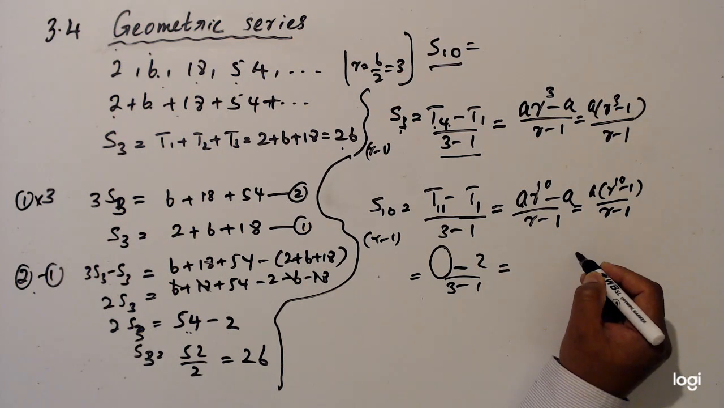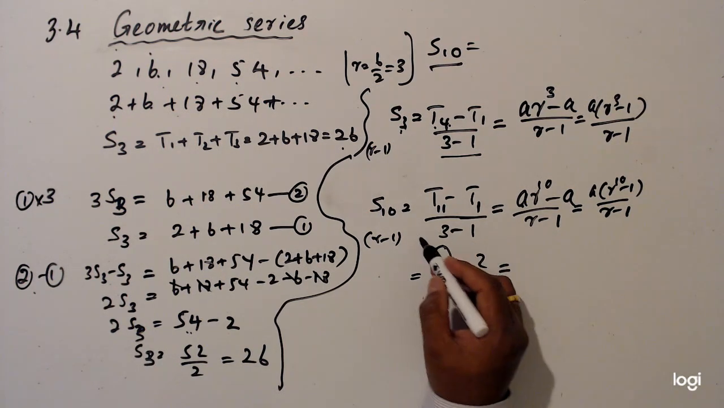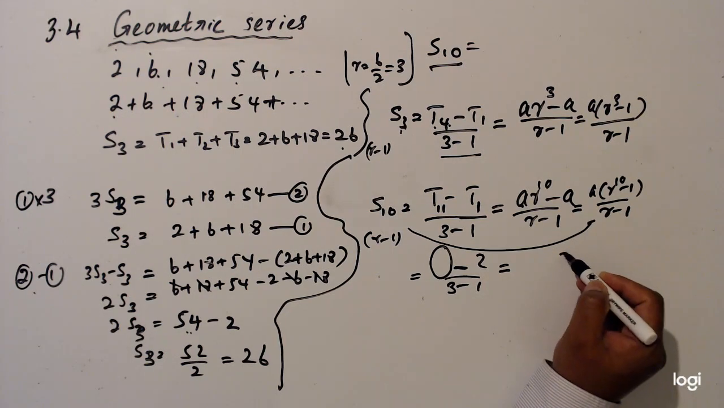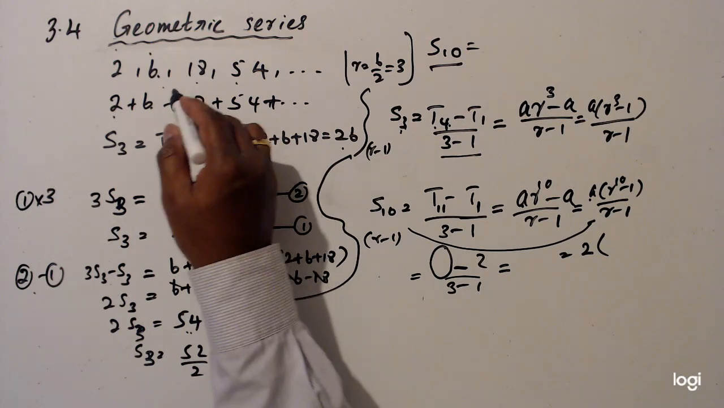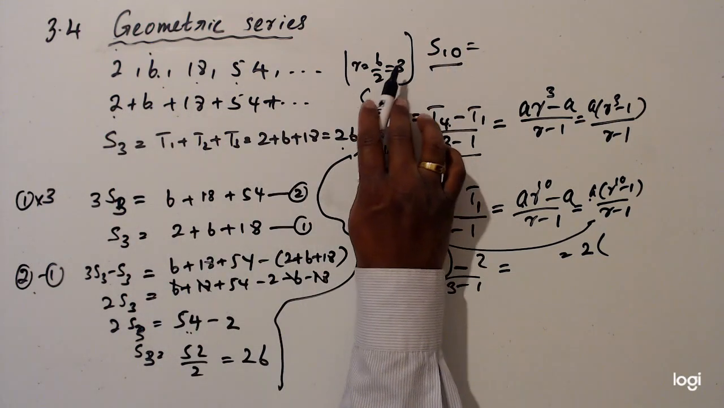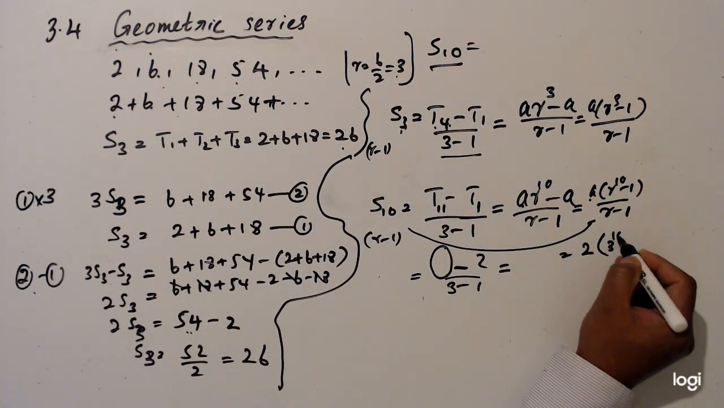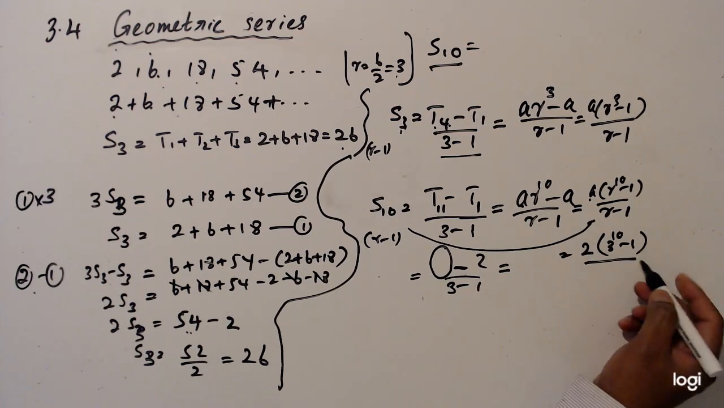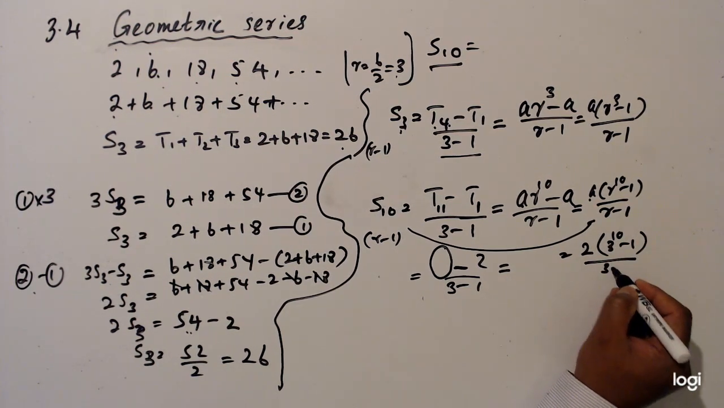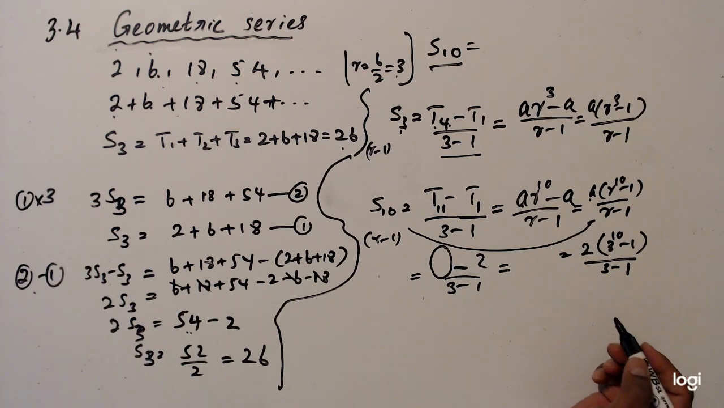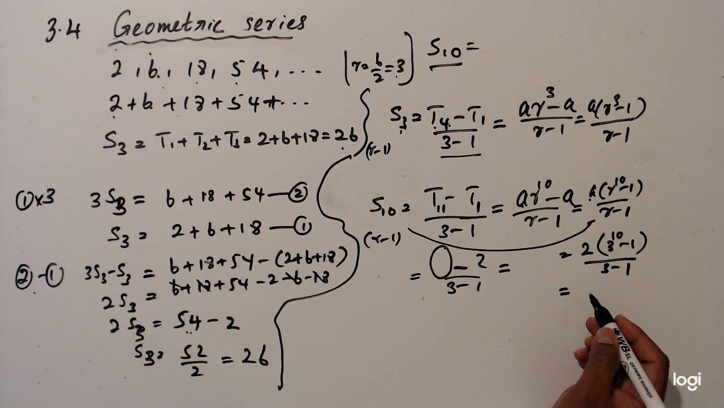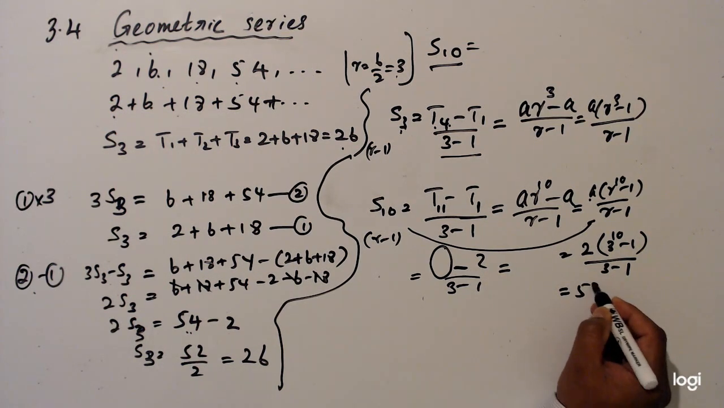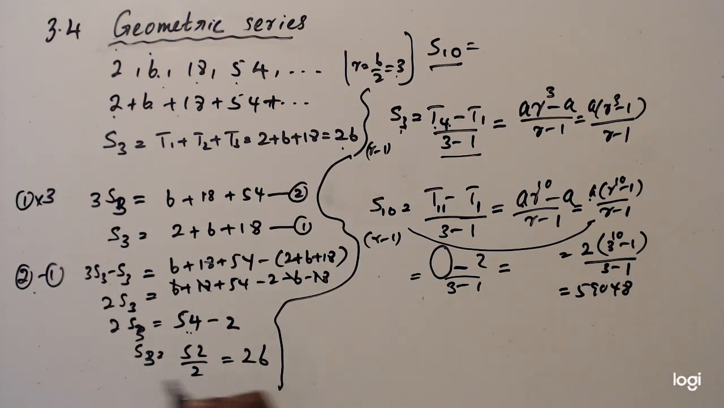I can find now S10. What is S10? A we know that is 2, and R we know that now 3, (3^10 minus 1) over (3 minus 1). So now we can work out this one. This is going to be, I can see, 59048 from the book.